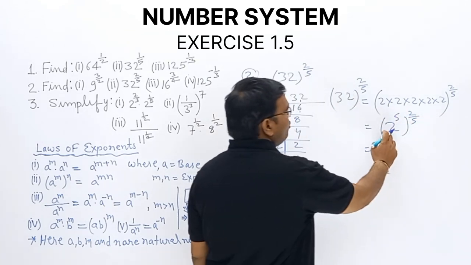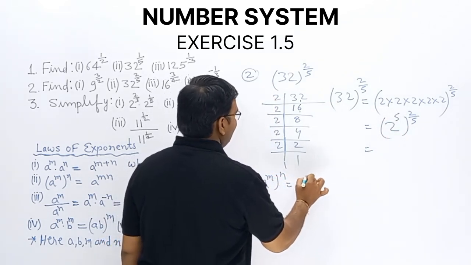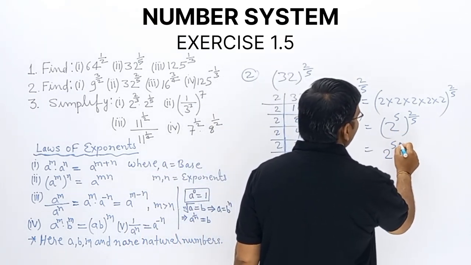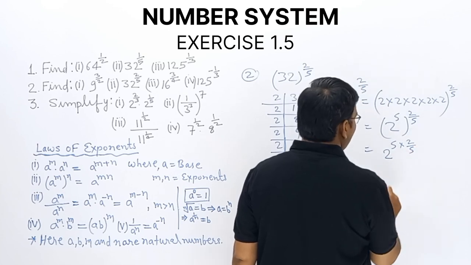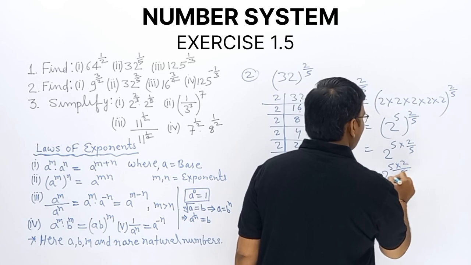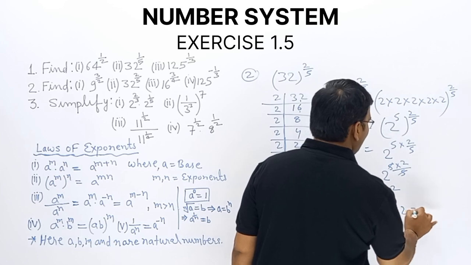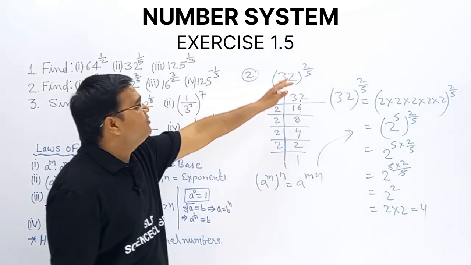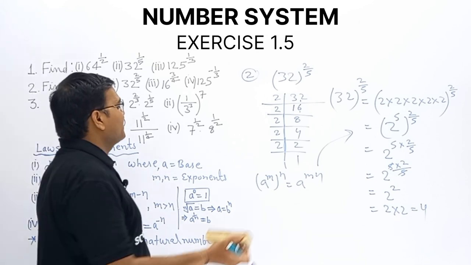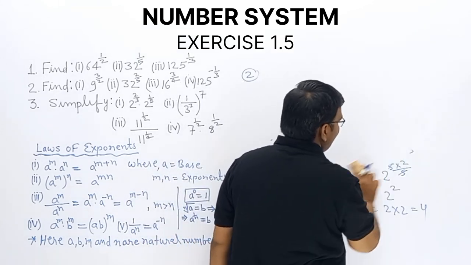Now it is in the form of 2 power mn. What formula will we use? A power m whole power n, then a power mn. We are using this formula here. So 2 power 5 into 2 upon 5. We can write 2 power 5 into 2 divided by 5. 5 and 5 cancel. Then we get 2 power 2, and 2 power 2 is 2 into 2, which is 4. So the value of this one will be 4. I hope you are finding it easy. So in these questions we are applying the laws of exponents.